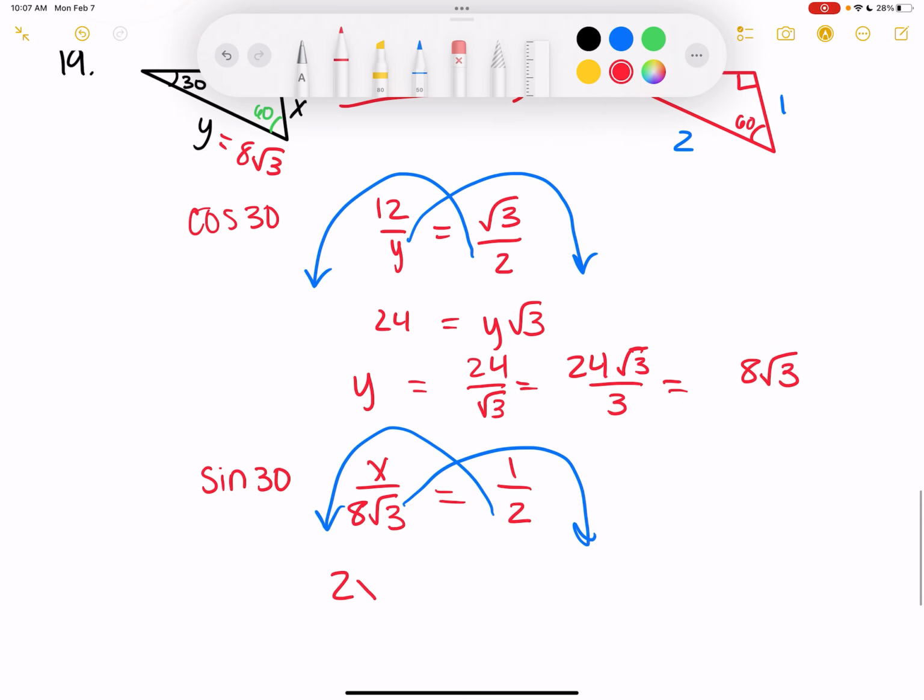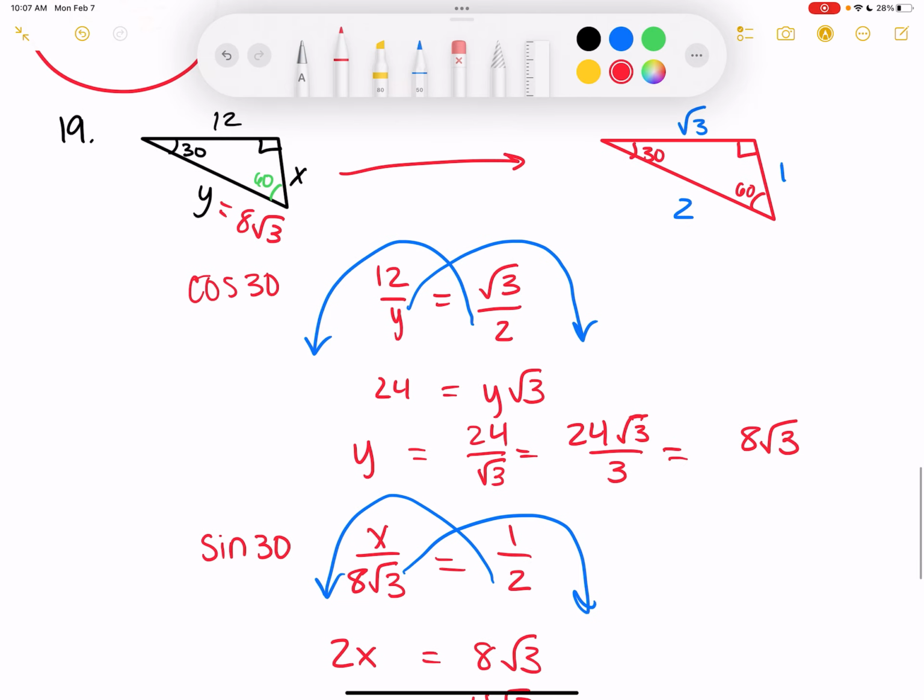So 2x is equal to 8 square root of 3. Divide by 2. x is equal to 4 square root of 3. So y was 8 square root of 3, and x is 4 square root of 3.